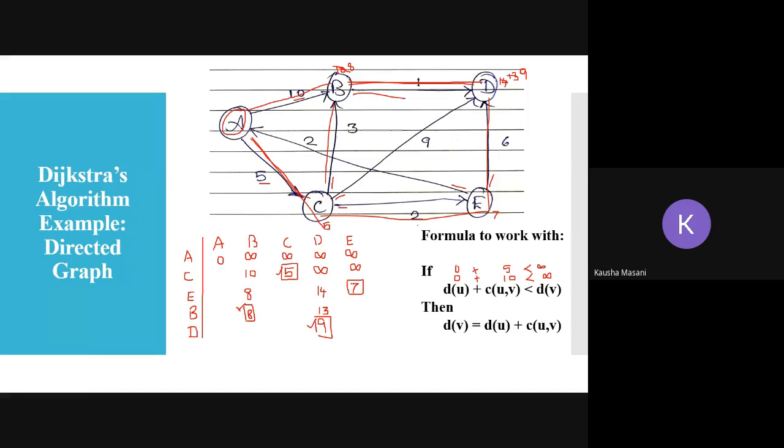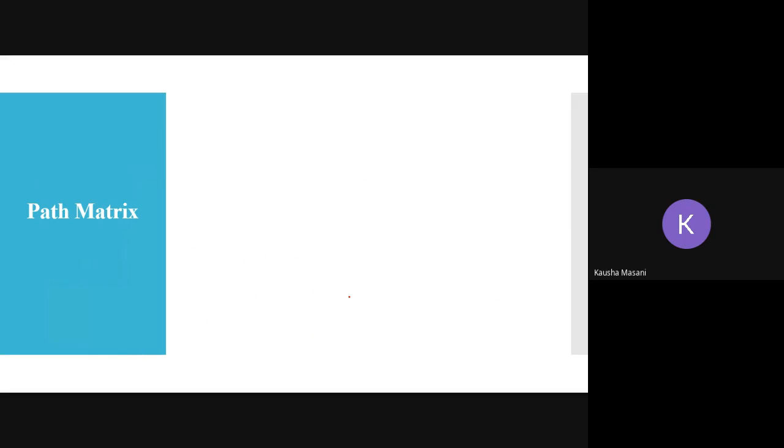Similarly for E, the shortest distance from A to reach E is 7. So this is how Dijkstra's algorithm works in the directed and undirected graph. Clear, everyone? Okay, fine. So now next we are going to discuss Warshall's algorithm.